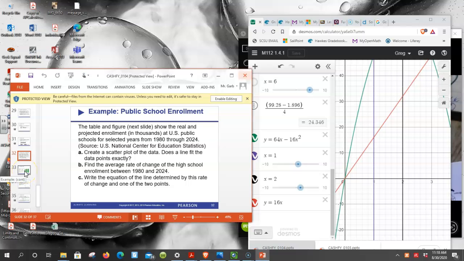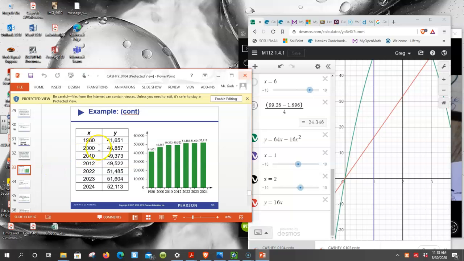So we take a look here and we say create a scatter plot. Does the line fit? So we could see that it's going up by 20 years. Is it going up by the same amount each time? It's going by 5,000 something. No, it's not a constant change. Not a constant change.